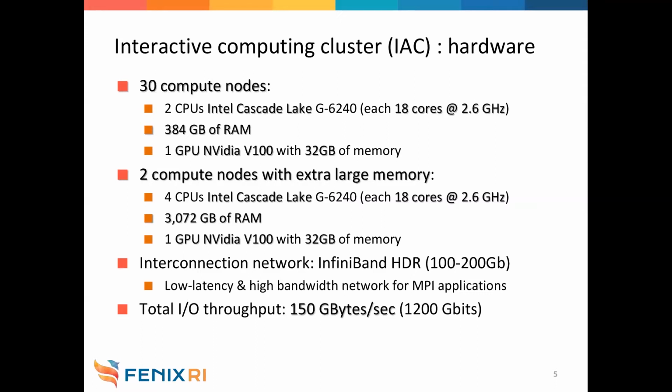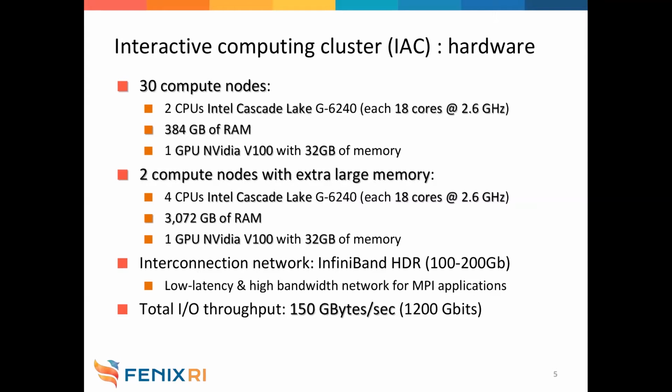And two extra nodes in this cluster have a much larger memory, as they have 3 terabytes of memory, which can be convenient to handle large data sets. And these nodes also have 4 CPUs compared to the others, which only have 2. All those nodes are connected through an InfiniBand HDR network, which provides low latency and high bandwidth. So this system is totally suitable also for MPI applications.